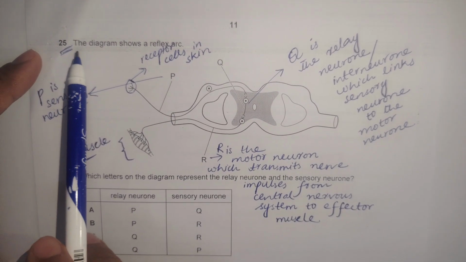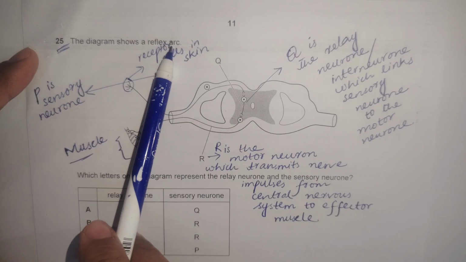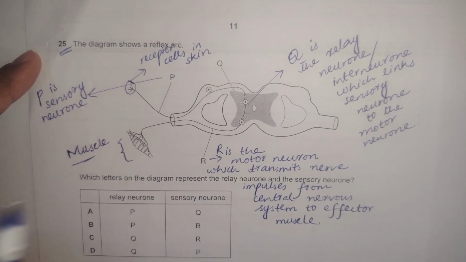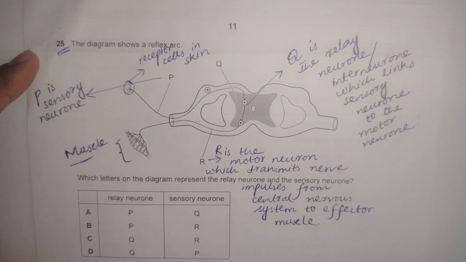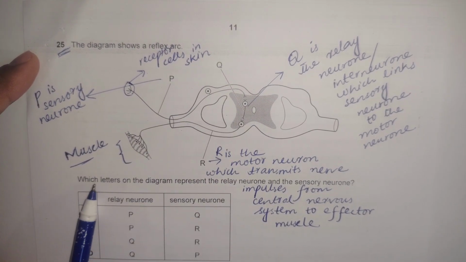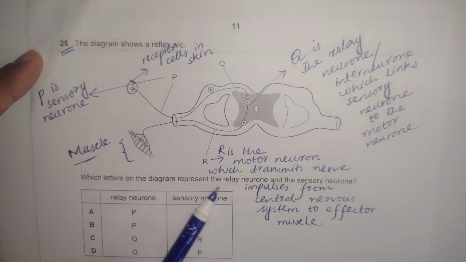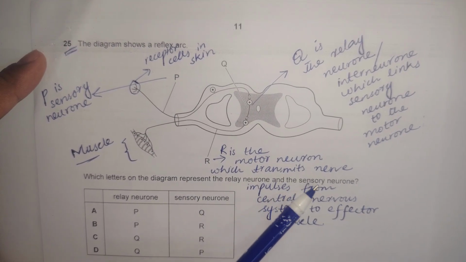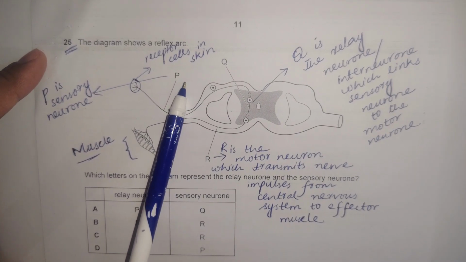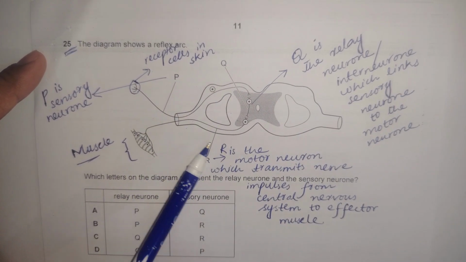So here we have the question. The diagram shows a reflex arc. I'm sorry if I have written more notes, but the point is to guide you and teach you. So we have got a reflex arc here. Which letters on the diagram represent the relay neuron and the sensory neuron? So we have got three labelings here, P, Q and R.